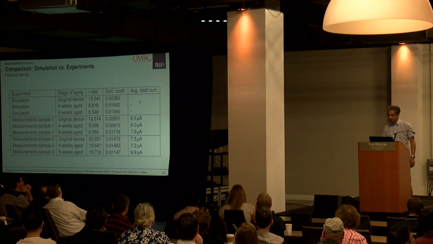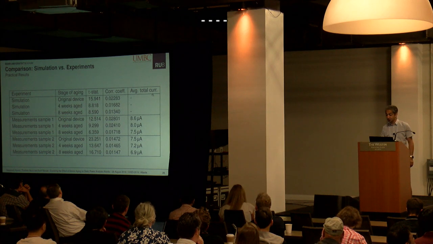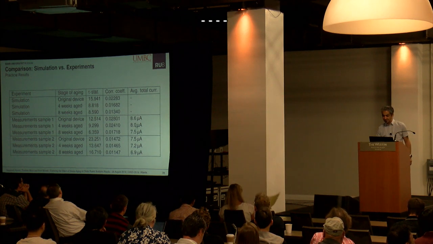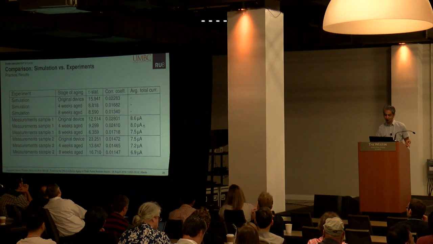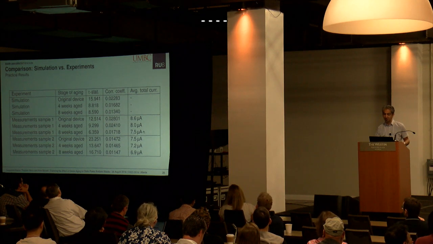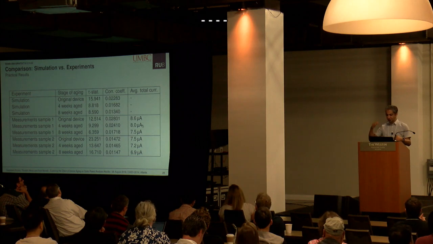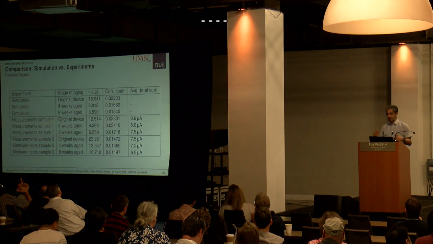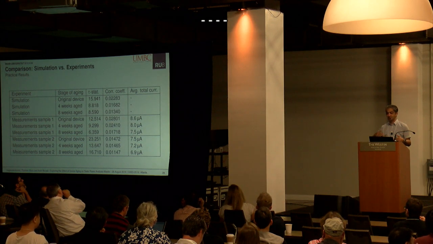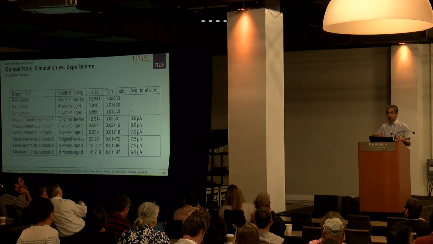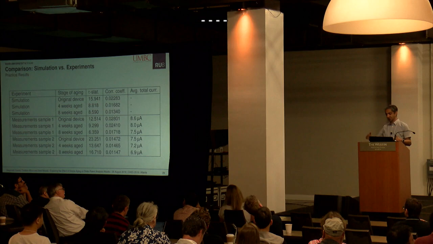What is interesting here, if you look at the average of our total power consumption or current passing, is that you can see the difference between the original value and after 4 weeks aging and 8 weeks aging: the amount of current is decreased, yeah? But what we have seen in simulation is not completely fitting to here. In the simulation, we have seen that the amount of static power is decreasing instantly after the first week of aging, and then it decreased with a smaller speed.